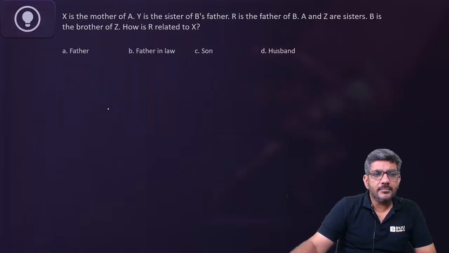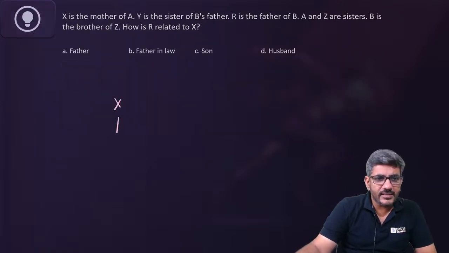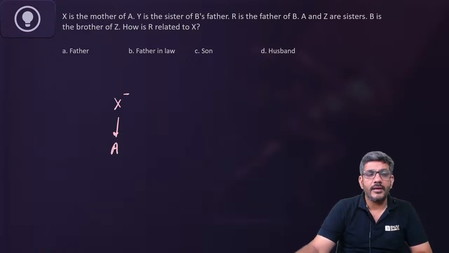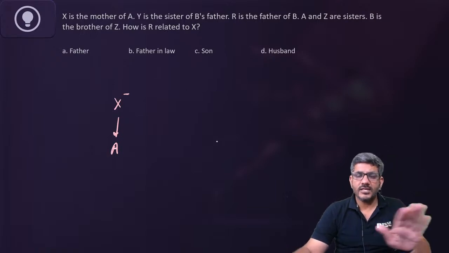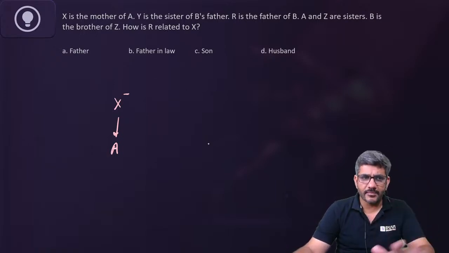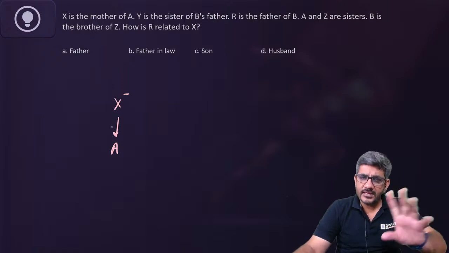It says X is the mother of A. So I would write it like this. X is the mother of A. So X is definitely a female. We do not know about A, male or a female. Y is the sister of B's father. I would say currently do not use this statement. We have X and A. Anything related to X and A?